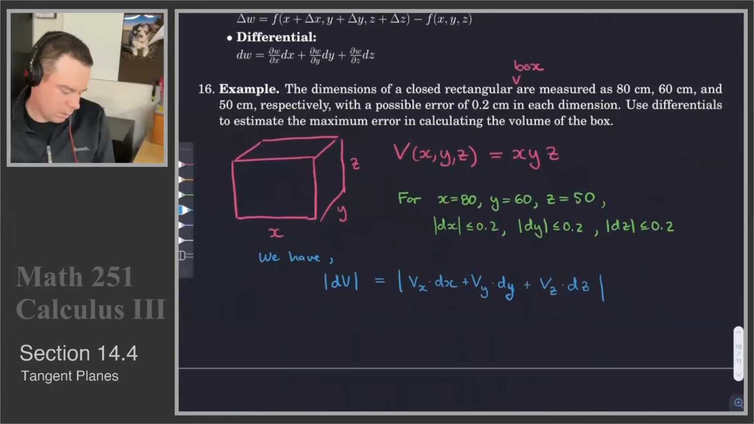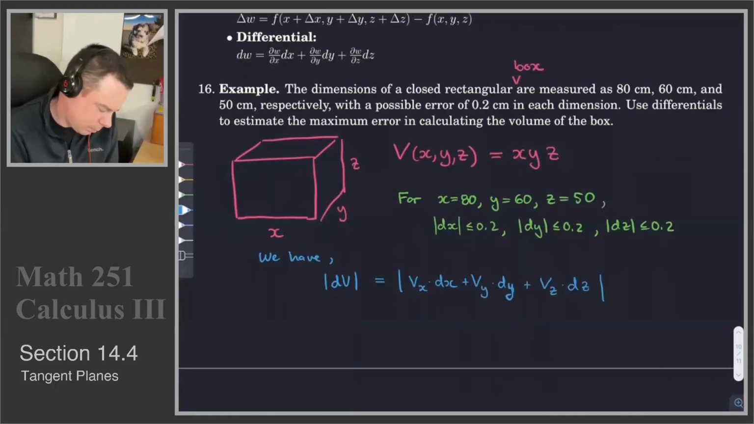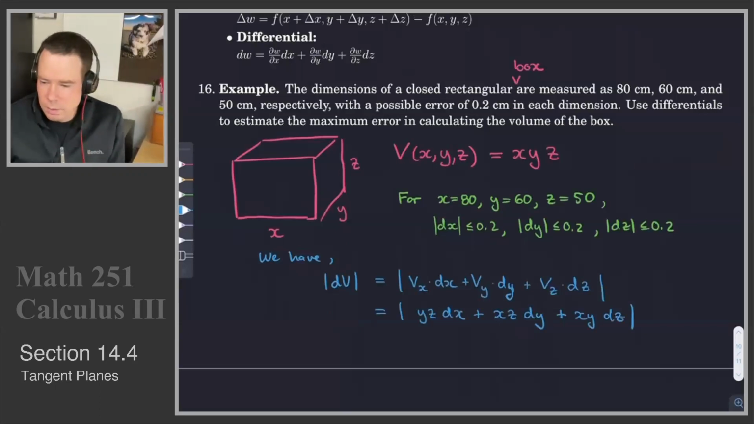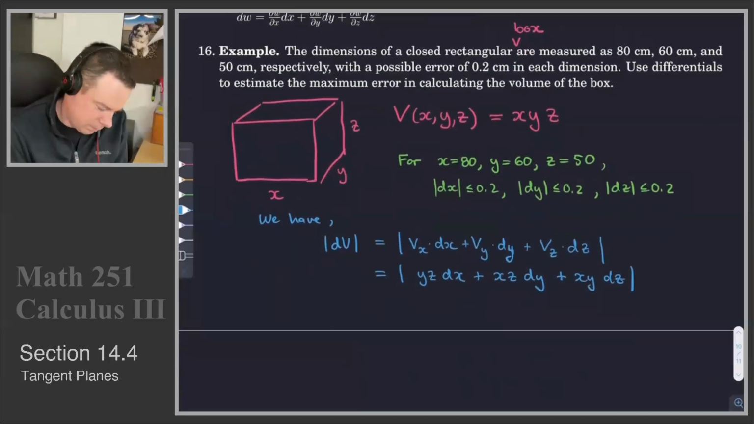Okay, so we've got our differential now. What is v sub x? That's our derivative of v with respect to x. That's y times z, times dx. Our derivative of v with respect to y is x times z, dy. And our derivative of v with respect to z is x y, dz. So there's our expression for our differential.